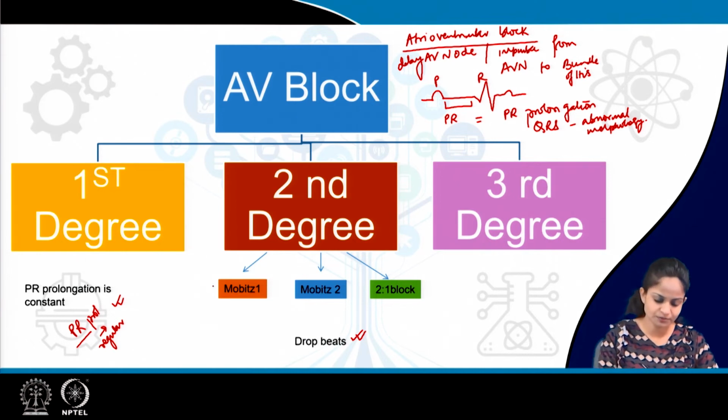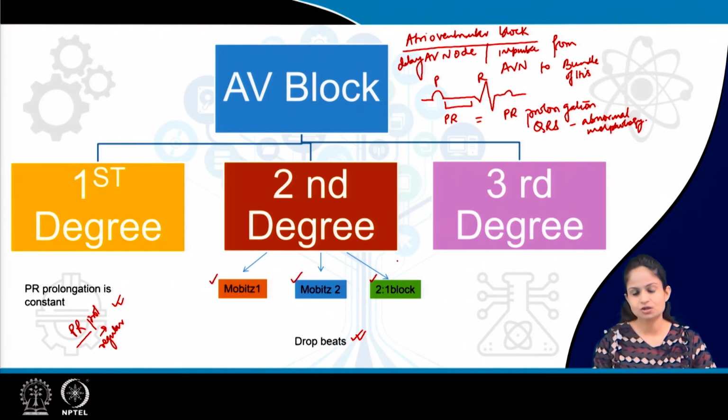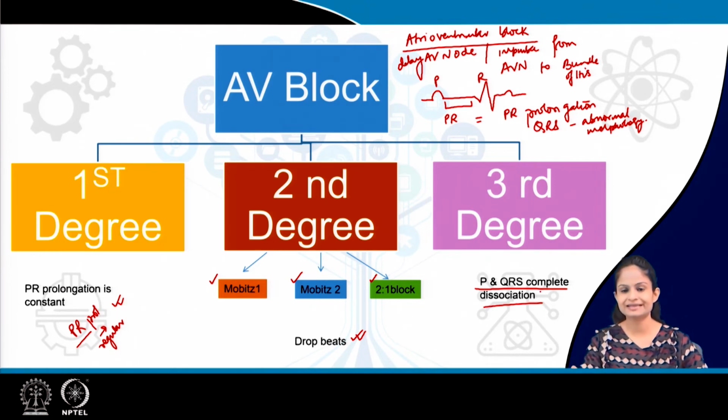Then further it is divided into Mobitz 1, Mobitz 2, 2:1 based on the number of P waves and the QRS complexes you are getting. For example, if you are getting 2 P waves and 1 QRS complex, it is 2:1. If you are getting 3 P waves and 2 QRS complexes, it is 3:2. Mobitz 1 is usually the same as the Wenckebach phenomenon of the sinoatrial block, but we usually do not use the name Wenckebach for Mobitz 1 heart block, since we are using it in the sinoatrial block. And in third degree, there is total P wave and QRS dissociation, or atrioventricular dissociation in other terms.